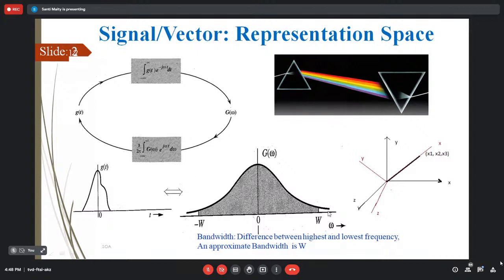So the bandwidth is what? The difference between the minimum frequency to the maximum. This is the negative frequency. Conceptually, it has no meaning, but for mathematical convenience, because there is an e to the power minus j omega t, that brings this negative, and there is a symmetry. So if we just consider this to this as the frequency content, that gives you the bandwidth.